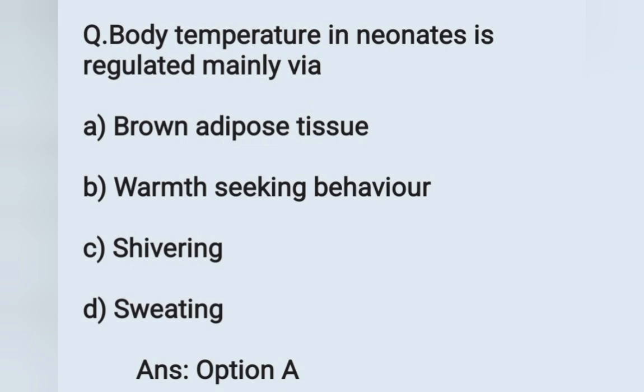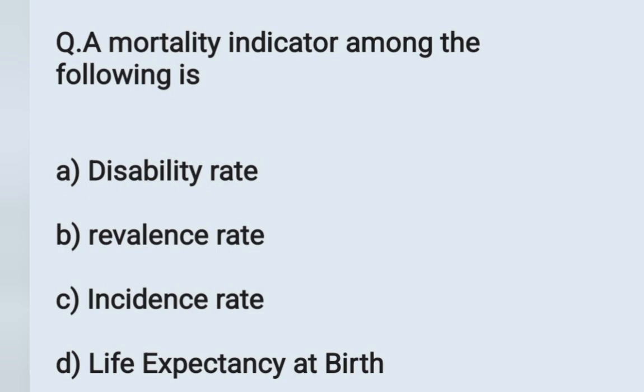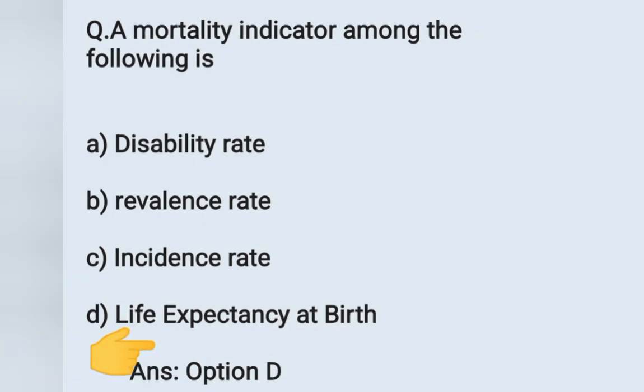And the next question is, these are all previous year questions. Okay. Question: a mortality indicator among the following is? Options: option A disability rate, option B relevance rate, option C incidence rate, option D life expectancy at birth. The best indicator of mortality, or the death rate, is life expectancy at birth. Option D is the correct answer.